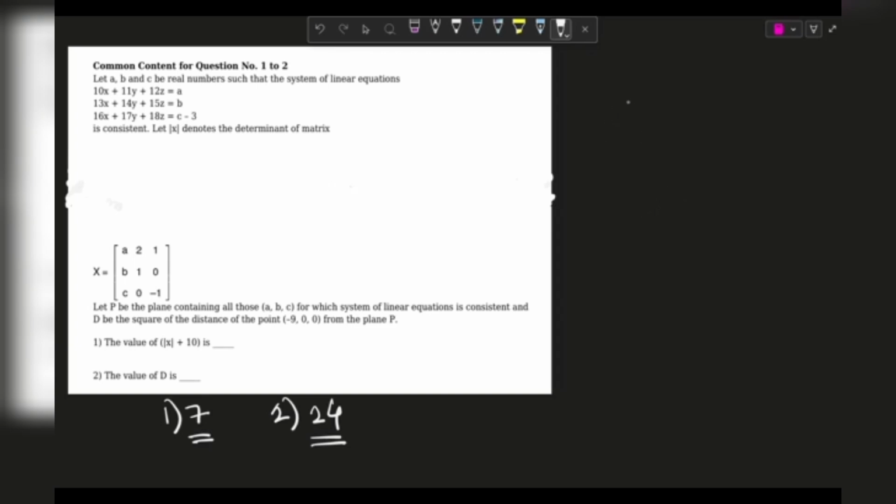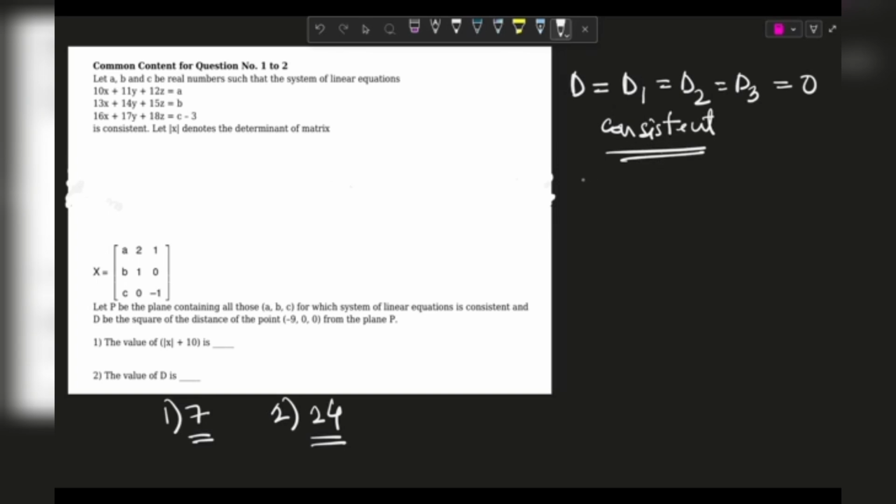So let's read it once. We have a, b, c, three real numbers, such that the system of linear equations given as this big thing is consistent. So that's the first thing. You know the condition for consistency is basically capital D equal to D1 equal to D2 equal to D3. All of these have to be equal to 0 for a system of equations to be consistent. This is something which we all know.